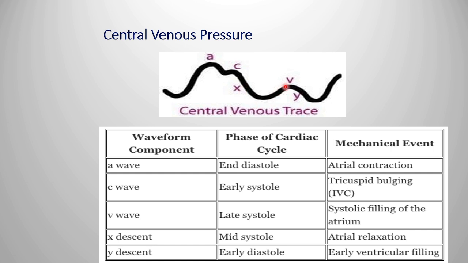Then V again is because of early ventricular filling, early diastole. The atrial pressure starts increasing just a little, and there is finally the wide descent because of early filling. And this V wave is late systolic filling. There are various waves, and they also correspond to the ECG.